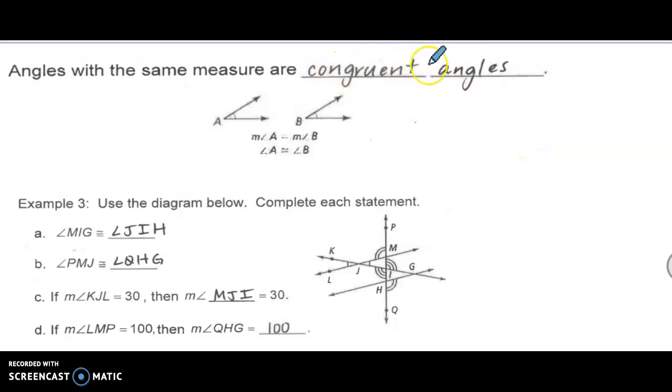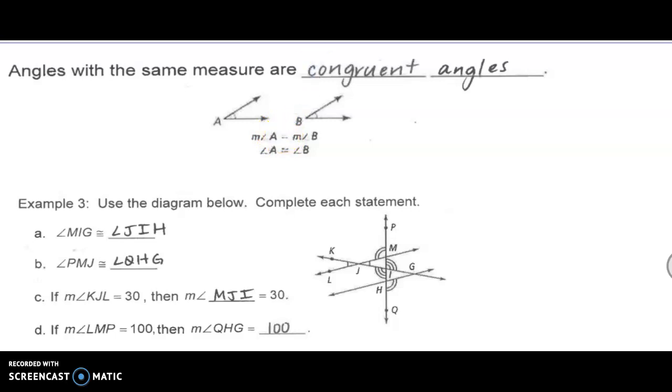So this idea of congruency, congruent angles, is actually a really big idea in geometry. Angles with the same measure are congruent angles. That's different from equal angles. I know it's a little bit hard to see here in the copy version. When we talk about measures, that's what the little m stands for, the measure of angle A and the measure of angle B. So if you can measure it, when we talk about the measure of an angle, then we use equal.